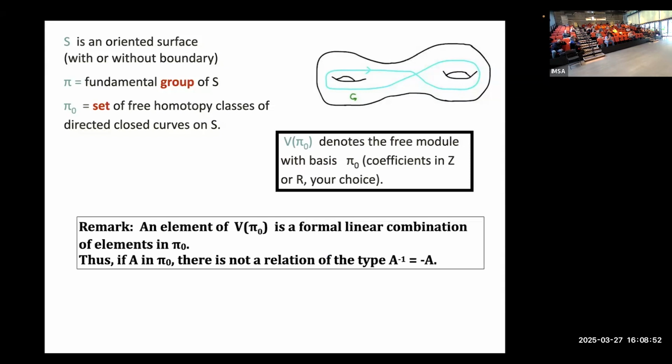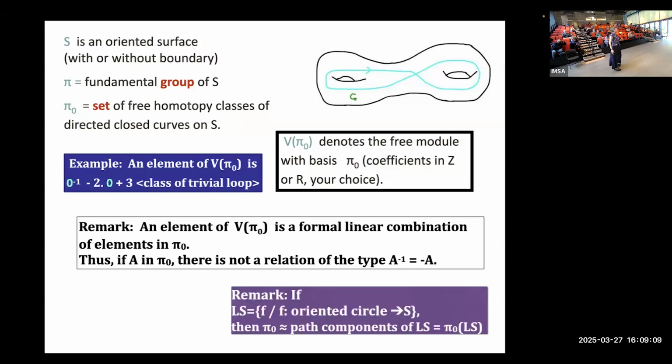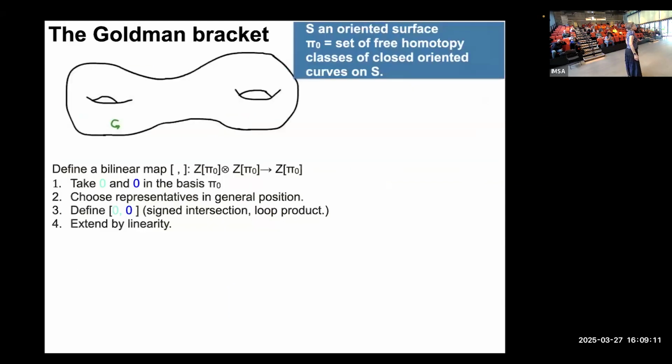Our minds tend to say that, well, if you get a curve and the curve inverse, one is minus the other. No, there's no relation here. The null homotopy class is another element of the basis, like any other. I'll tell you the Goldman bracket. Anybody knows the Goldman bracket here? Oh, really nice. Good. So you're in for a treat. If you were sleeping, you can wake up and just listen to this.